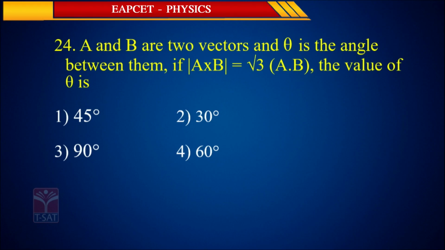And here, children, A and B are two vectors and theta is the angle between them. Here, if A bar cross B bar is equal to root 3 A into B dot... Okay, here A cross B, you know that, children. What is the A cross B? AB sin theta. AB sin theta, and in the question it is given root 3 into AB cos theta.